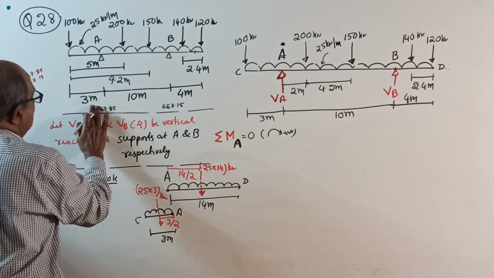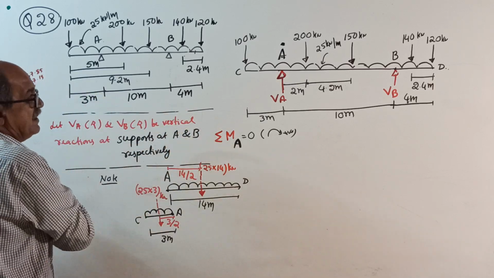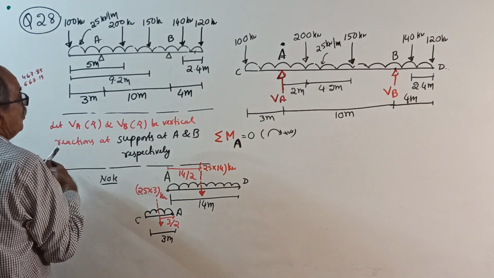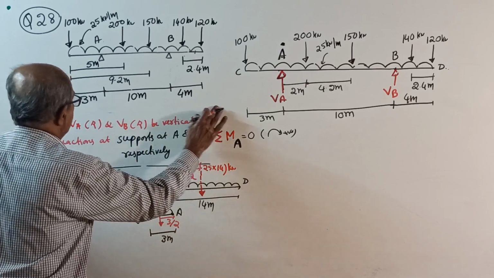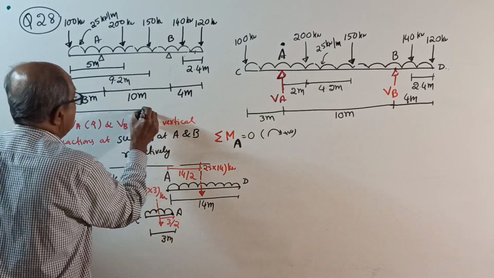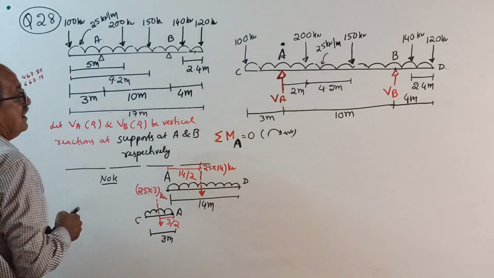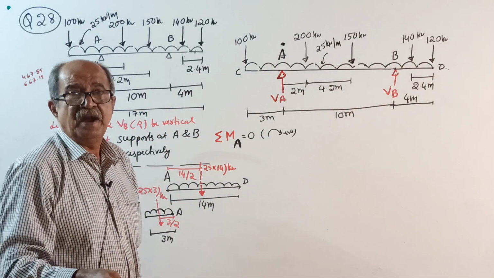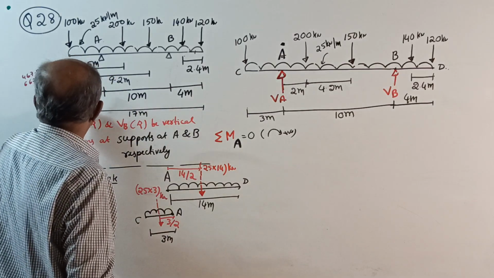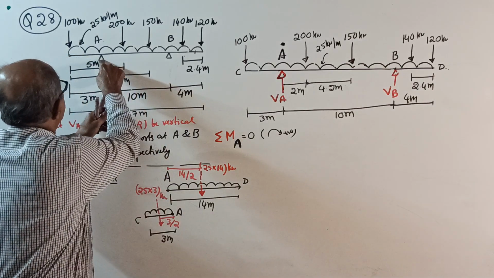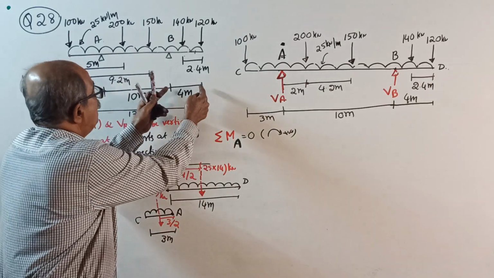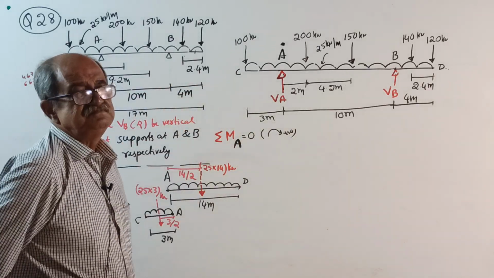A beam is of length 17 meter. So what you do? First you draw a beam of length 17 meter, end to end 17 meter. It is simply supported at 3 meter from left end, see, one support, and at 4 meter from right end.